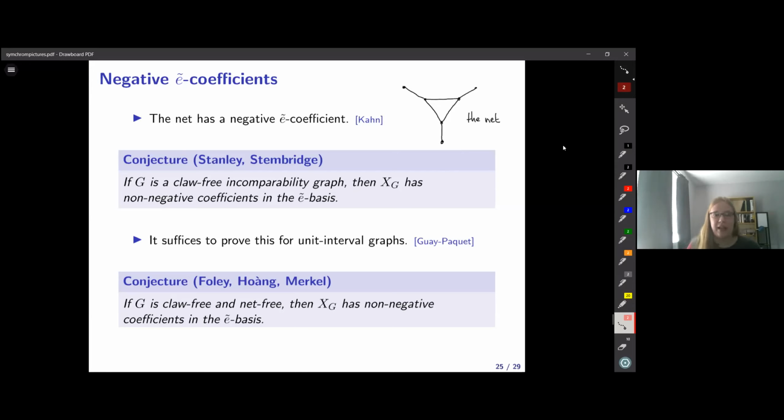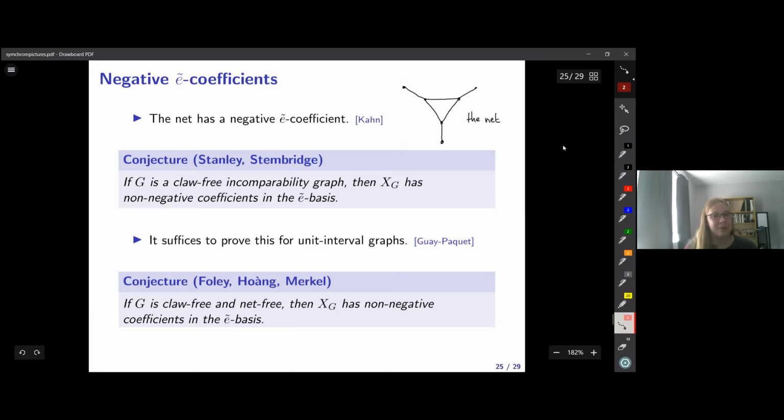The reason for saying incomparability graph is that the net is neither a comparability graph nor an incomparability graph. So by going to incomparability graph, you get rid of the net. And Guy Paquet actually proved that we can reduce this further.